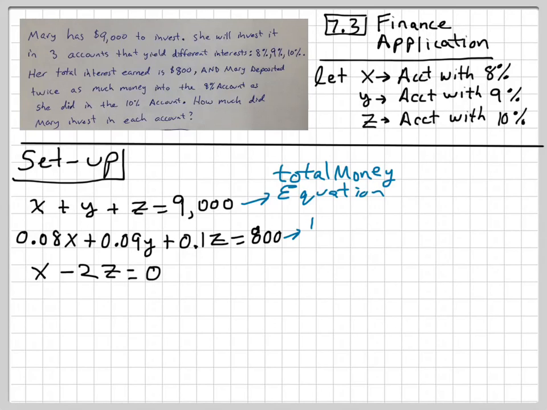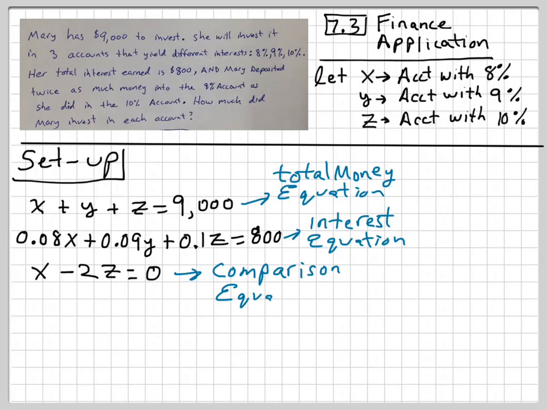The first equation is a total money equation. All the money that will go into account X plus all the money that's going to go into account Y, and then also all the money that's going to go into the account Z is all the money that will be invested, and that has to add up to 9,000.